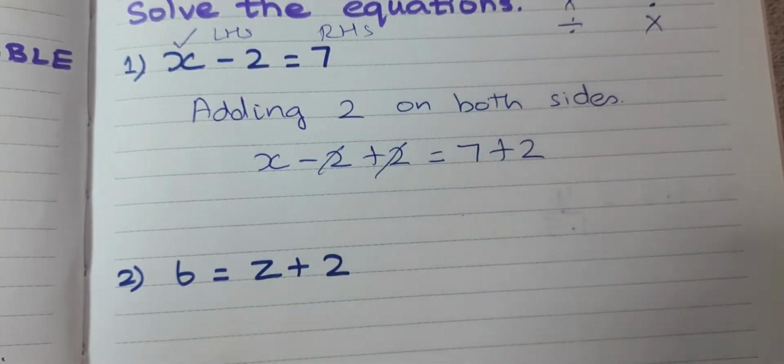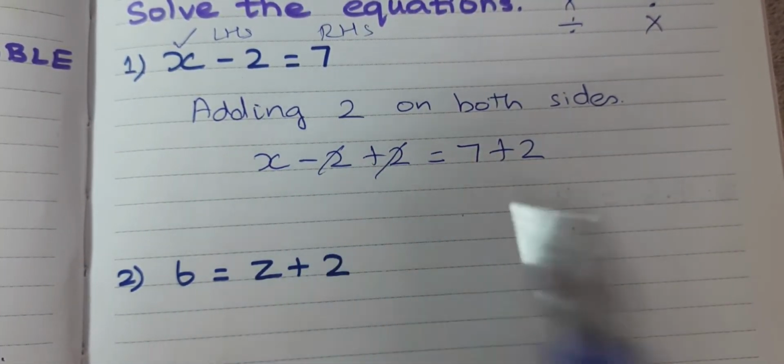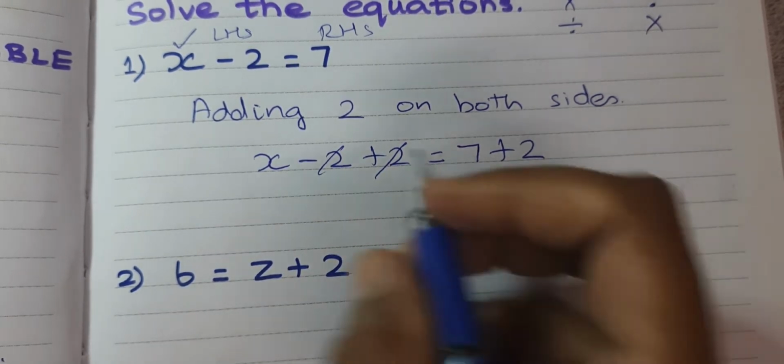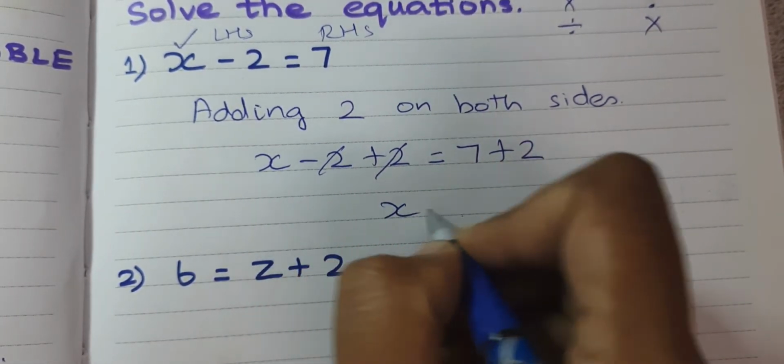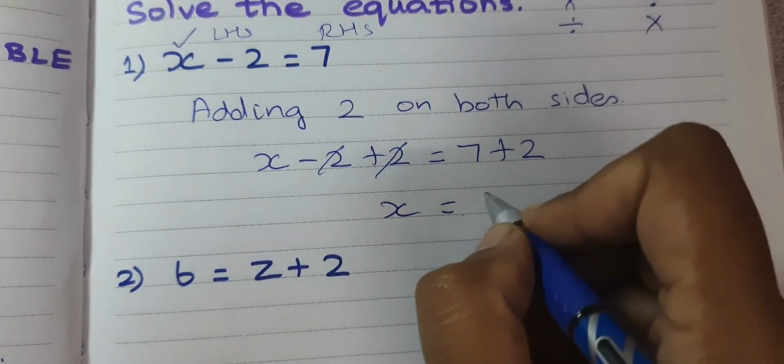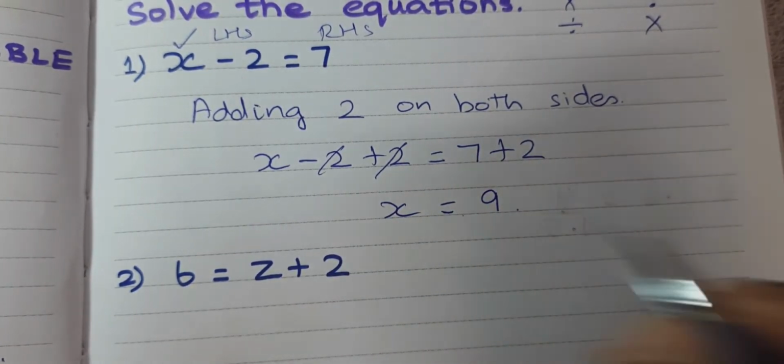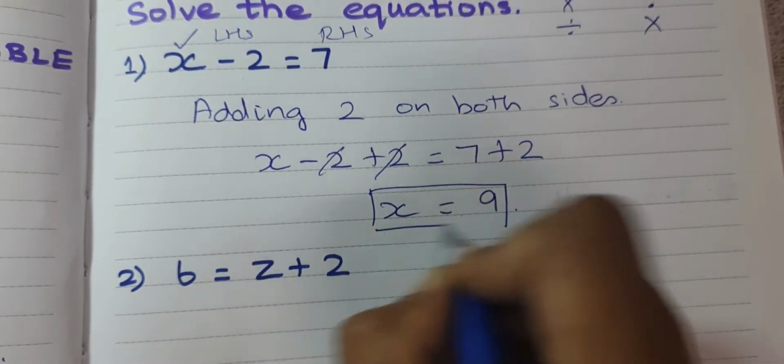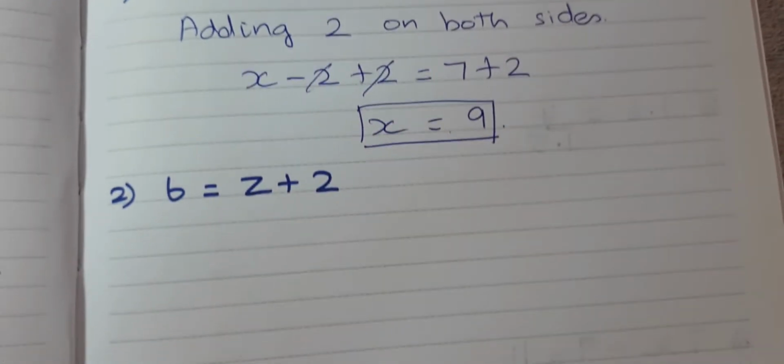Minus 2 and plus 2 will get cancelled. If you are having same number with different signs means you can cancel that. So x equal to 7 plus 2, 9. So the answer is x equal to 9.